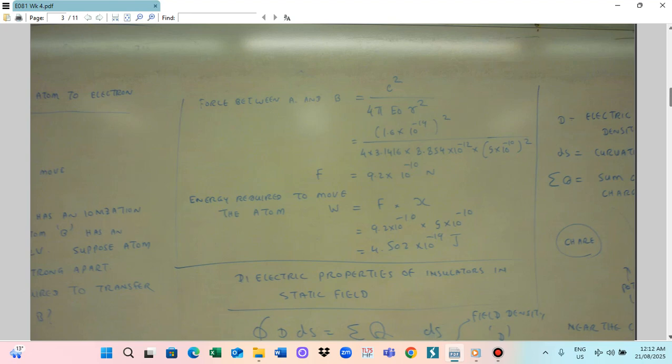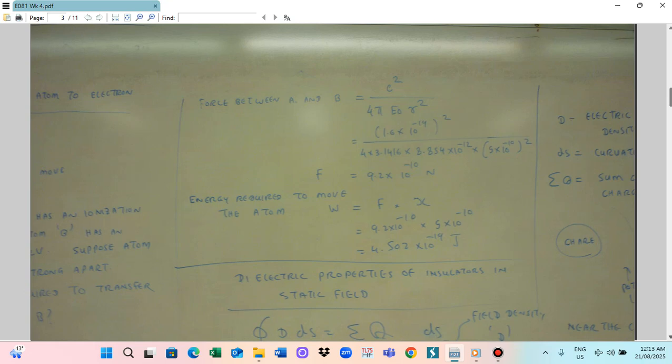The 5 Angstrom unit means 5 multiplied by 10 to the power minus 10, squared. So by solving this equation, you get the force F equal to 9.2 multiplied by 10 to the power minus 10 Newton. So this is the force.